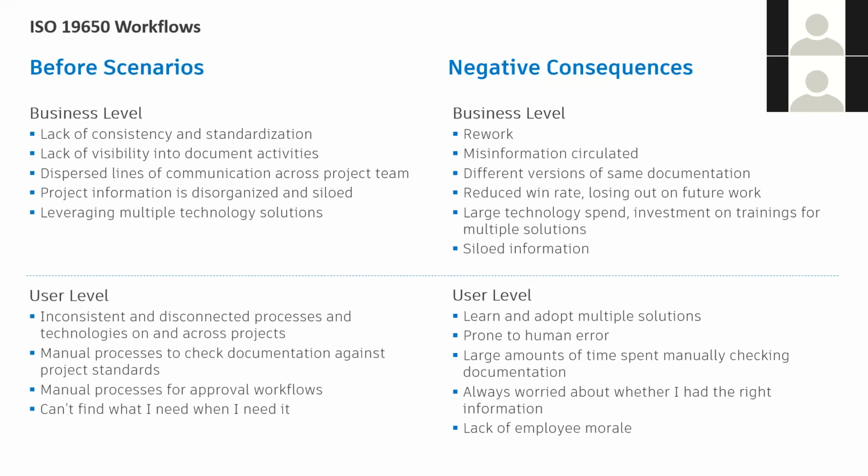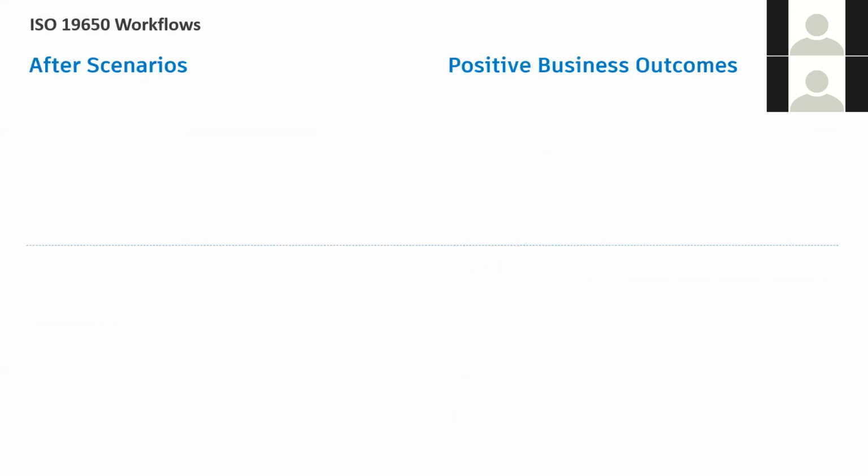Then at a user level, they have to learn and adopt multiple solutions, and this is prone to human error. You know yourself, if you're jumping from one software to another, it's a slightly different format or different usability, and that's taking up brain power. At the end of the day, it just tires you out really, and nobody wants that. We want to be working as efficiently as possible, and we all want to be happy in what we're doing as well. And then you have large amounts of time spent manually checking documentation, and worrying about whether I had the right information. And obviously in a company, this can affect company morale as well.